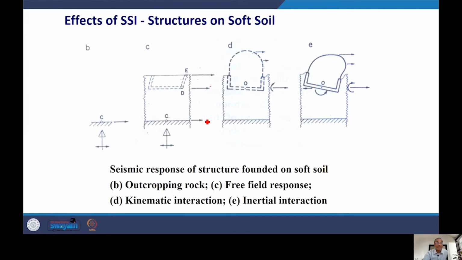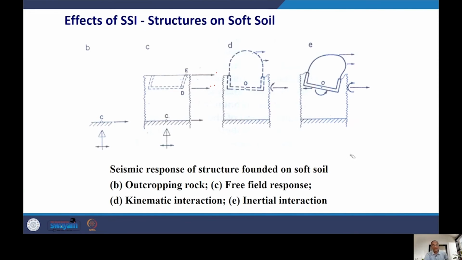This amplification can be observed by comparing the size of the arrow here and another arrow here, which is even bigger than this one. That means that due to the presence of the soil column, the motion gets amplified. All right, this was the case when you put only the soil column.